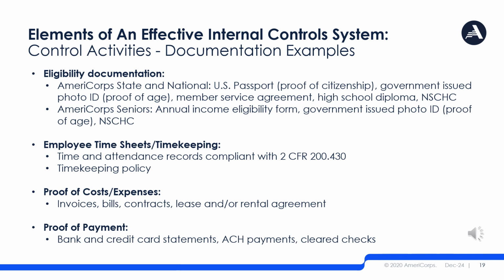As it relates to eligibility documentation, AmeriCorps state and national grantees will need to ensure they have documentation that supports a member is eligible to serve. So that means not only reviewing the member's eligibility documentation, but also maintaining documents that support the individual is eligible. So have a copy of the passport for citizenship purposes, a driver's license to demonstrate proof of age, etc. The same applies to our AmeriCorps senior programs. Ensure you have maintained documentation supporting things such as a volunteer's income eligibility, their proof of age, and that you have national service criminal history check documentation.